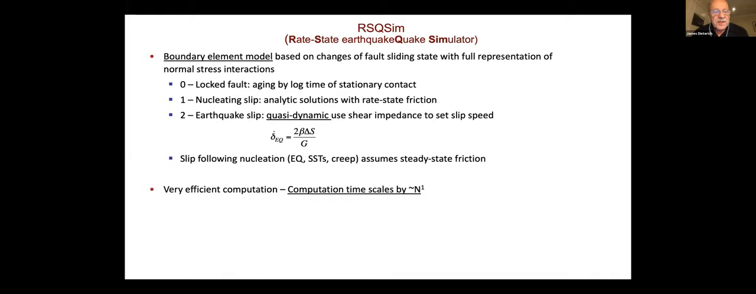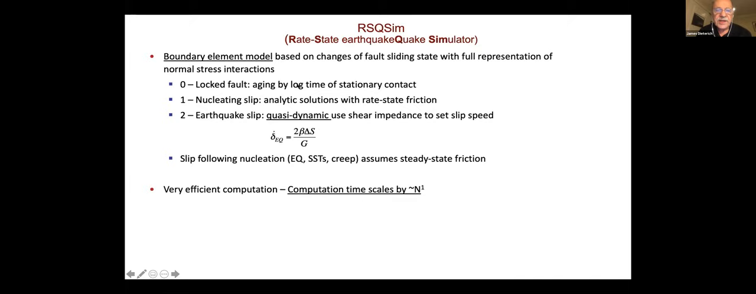Now the computational scheme is quite unorthodox. If we could, we'd love to do this with finite elements, but the kind of simulations we're doing are currently far beyond the reach of finite elements. So the computational scheme is, we look at changes in fault sliding state. And the model has three basic sliding states when it's simulating earthquakes. The first is the fault is locked, and we use rate state friction and the fault's strength ages by log of contact time.